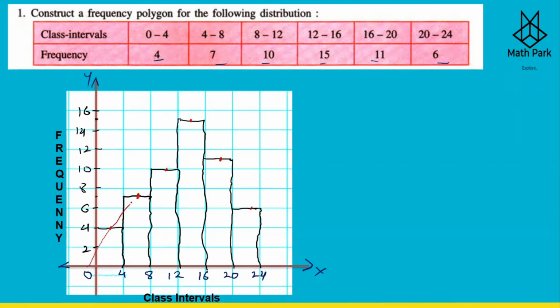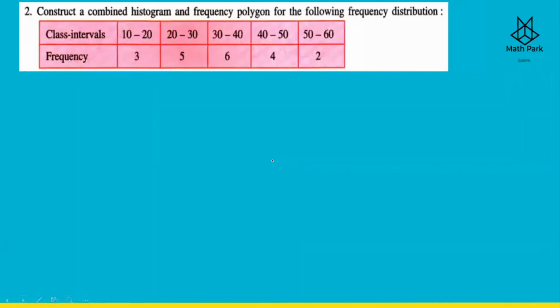The polygon is a closed figure made up of line segments. You have to take a ruler properly and join. Since I'm doing freehand, it may go zigzag, but you are not supposed to do that. Joining these continuous midpoints, and then for the next we go halfway over here. So our frequency polygon is ready. Got it? We move on to question number 2.